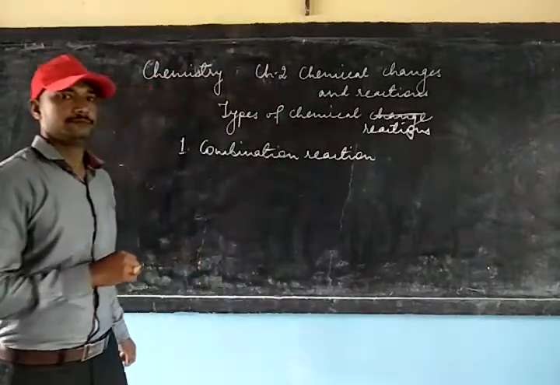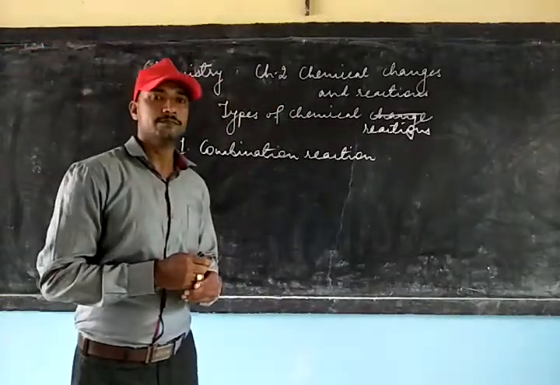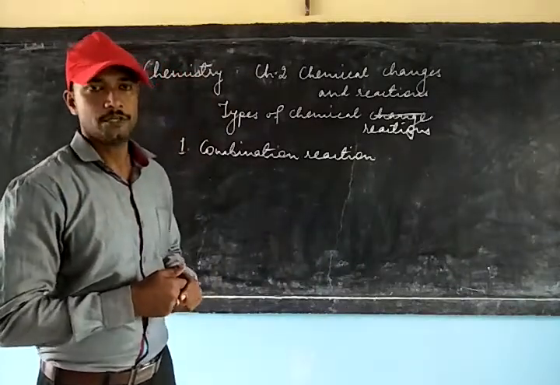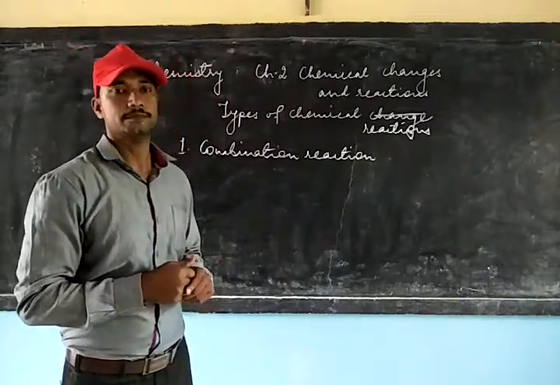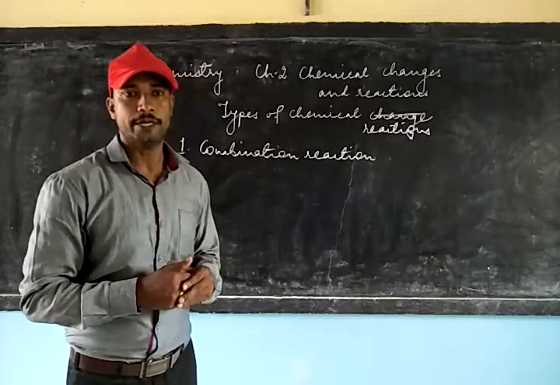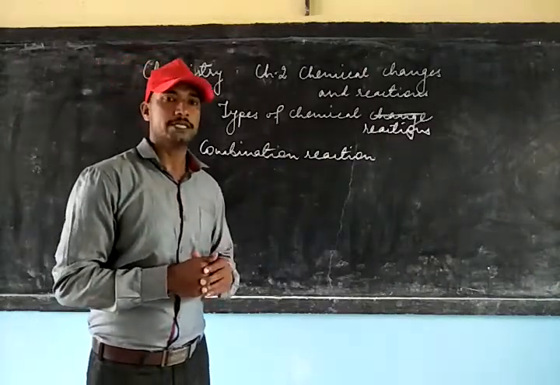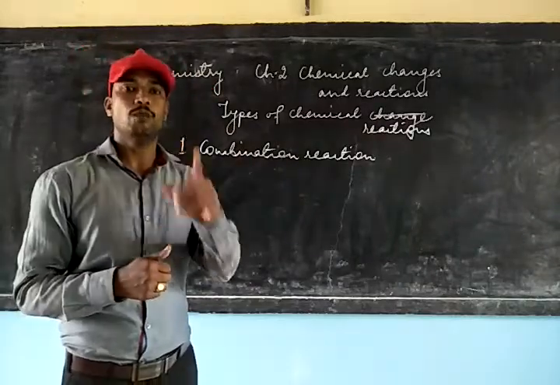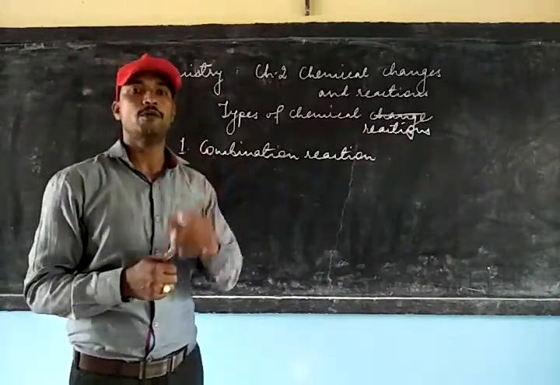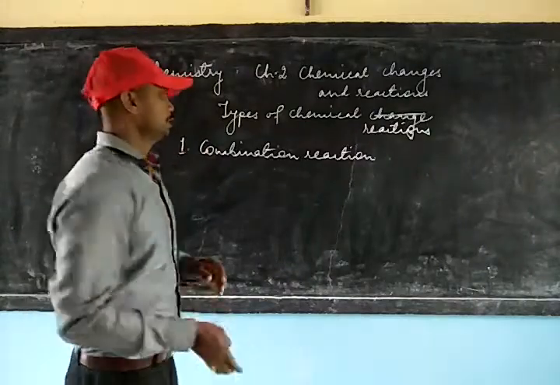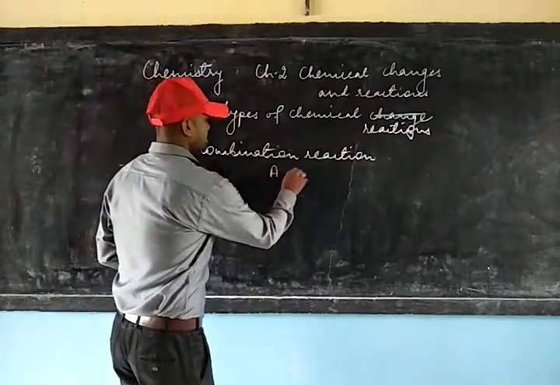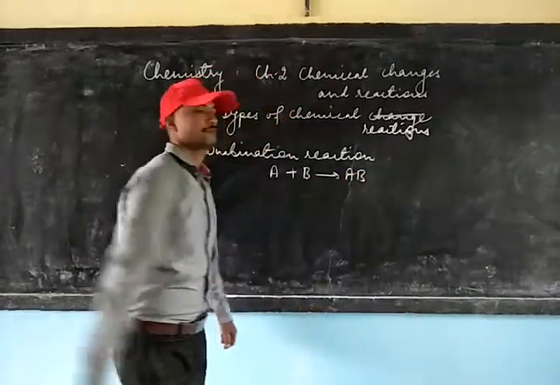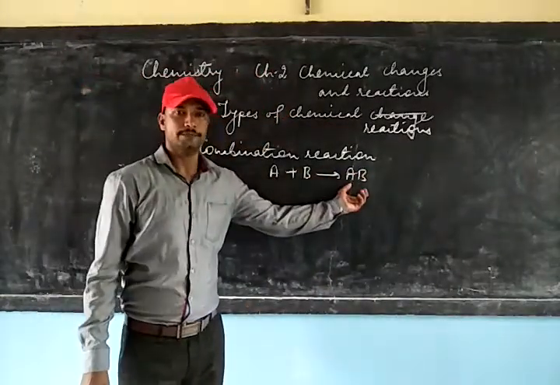Combination reaction. As the name says, in this reaction there will be combination of two substances to give one product. This definition is also very important: combination reaction is the reaction where two substances combine to give one substance. So the product will be only one. We can write A plus B, for example, gives you a product AB, where the two elements are combined.